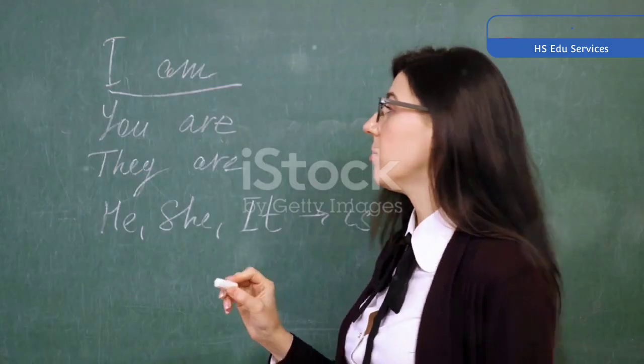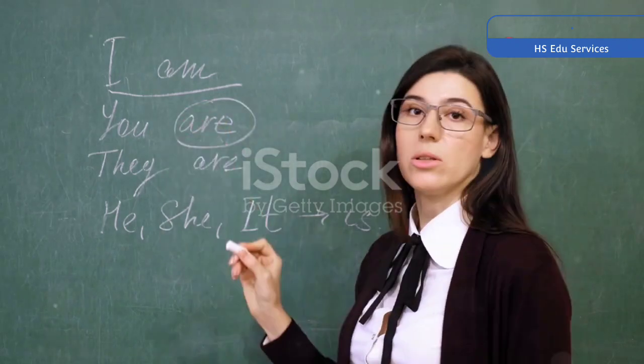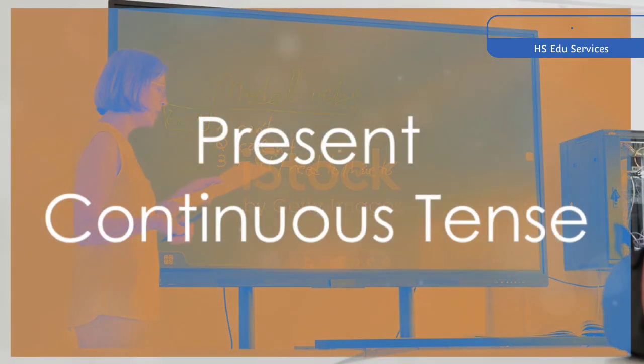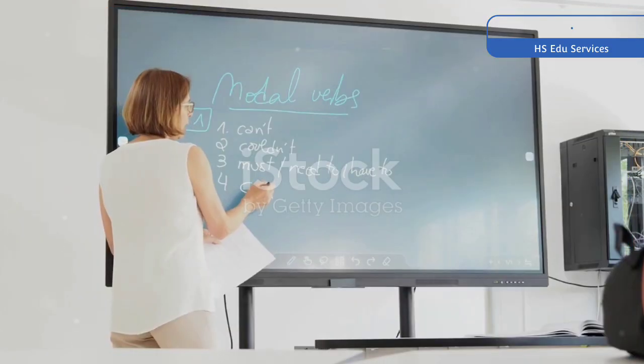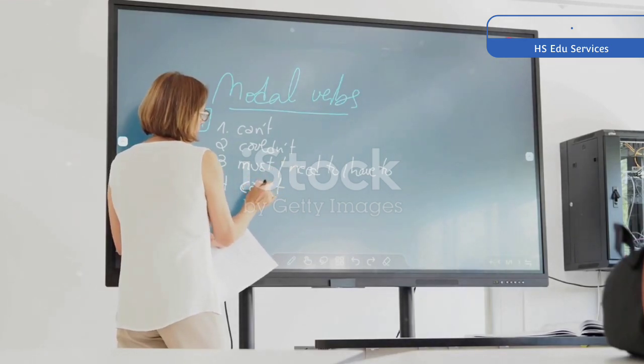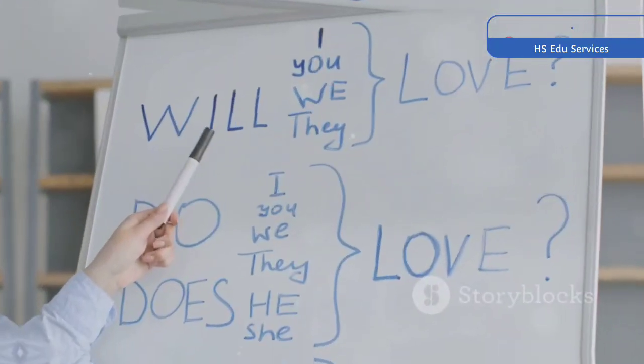Simple present tense. Usage describes habits, general truths, and everyday activities. Example: I play soccer every Saturday. Present continuous tense. This tense describes an ongoing action in the present. For example, I am playing soccer right now.